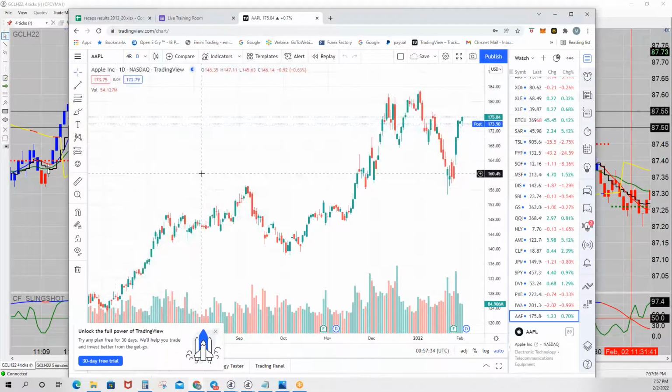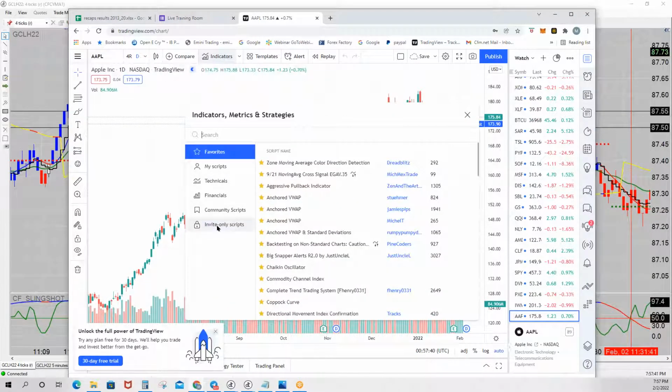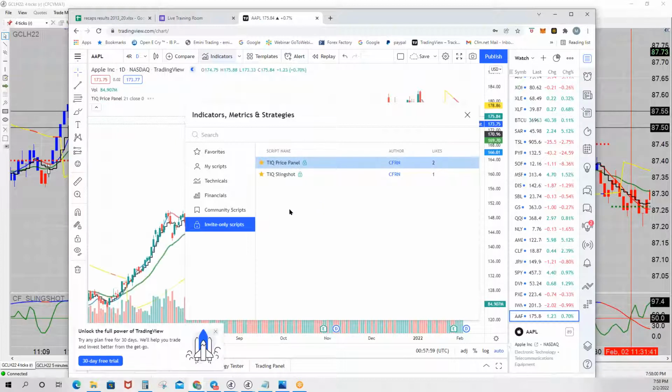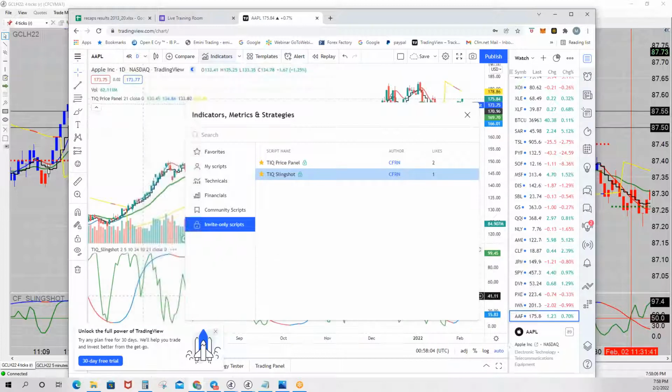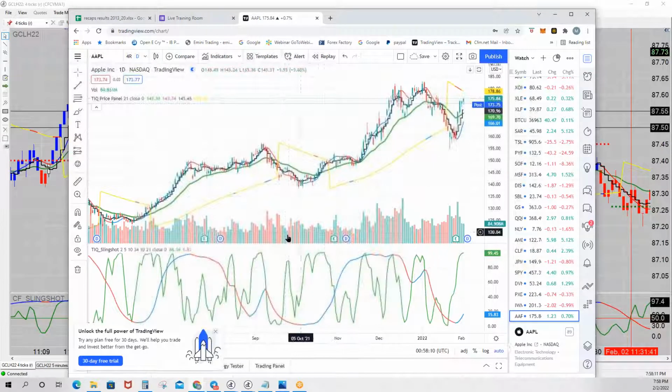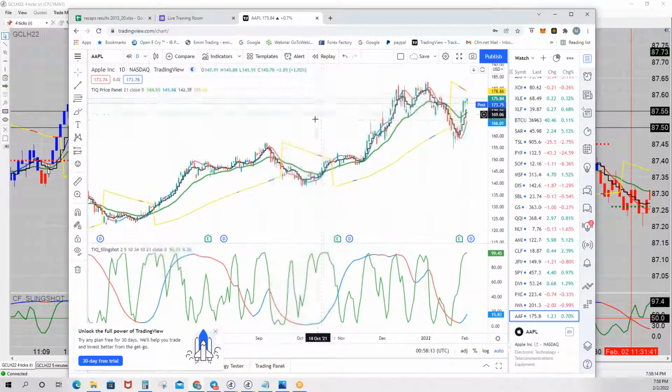Once you send us that ID and we enable it, when you go to indicators like this, you're going to have this thing down here that says invite only scripts. Click on that, and right here you see TIQ price panel and TIQ slingshot. That's Trading IQ price panel and Trading IQ slingshot. The price panel has all the things you need up here on price. The slingshot goes down in the oscillator panel. You only have to click on that once, and all the indicators show up. Just close it, and now you've got your charts. You can get rid of this volume thing if you want. They put that on there by default.